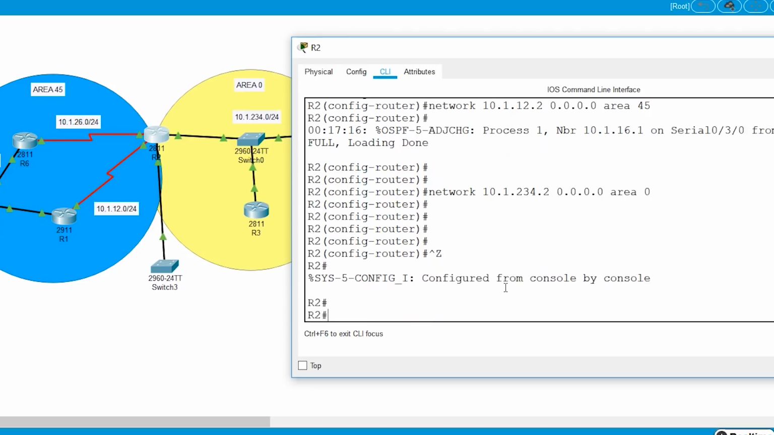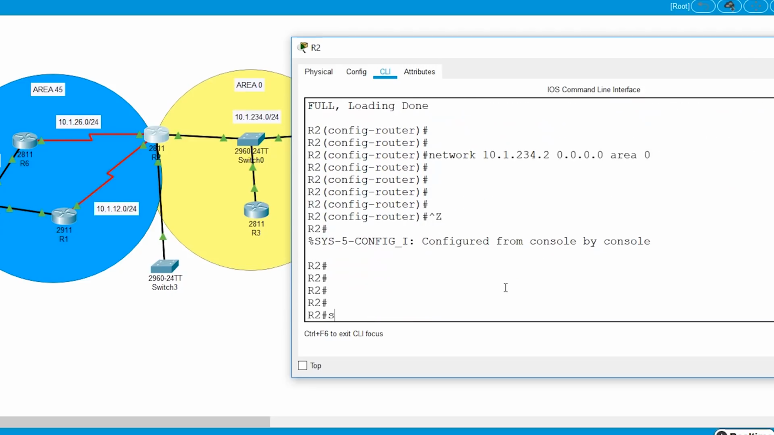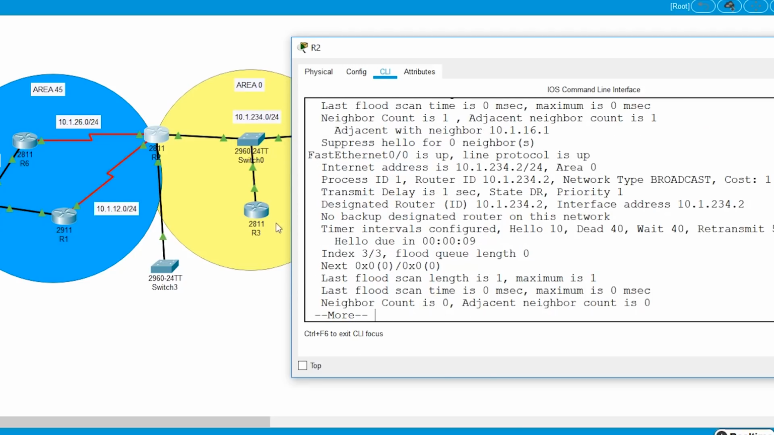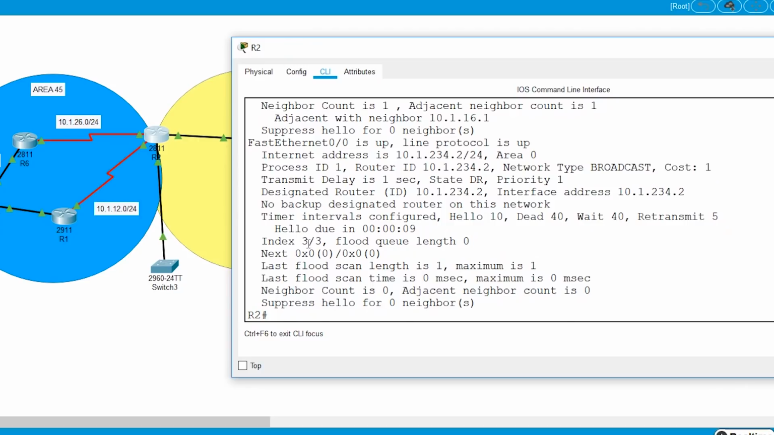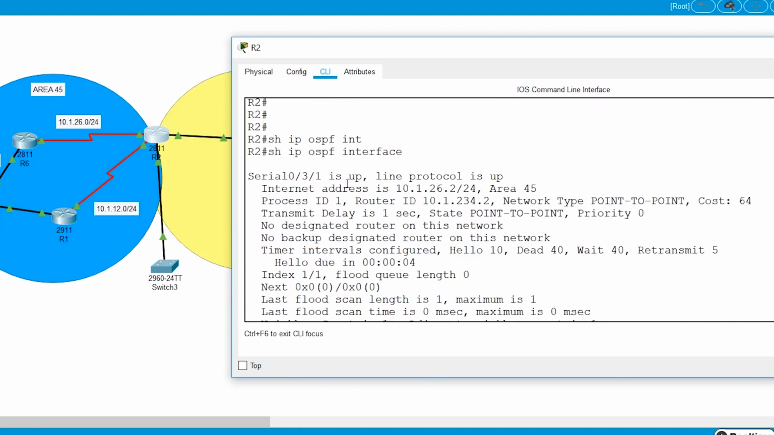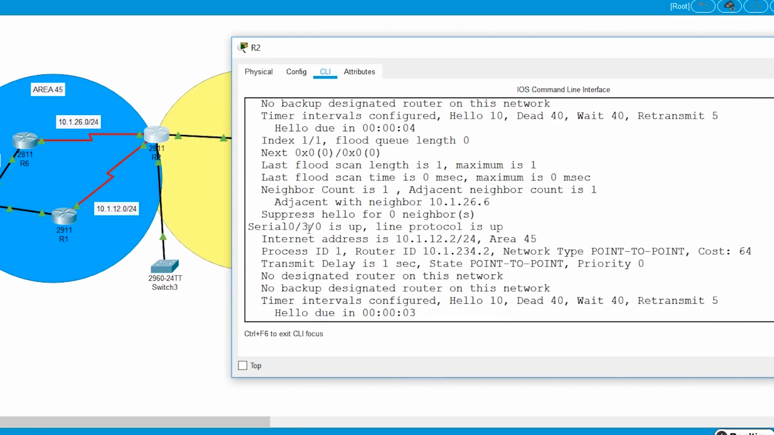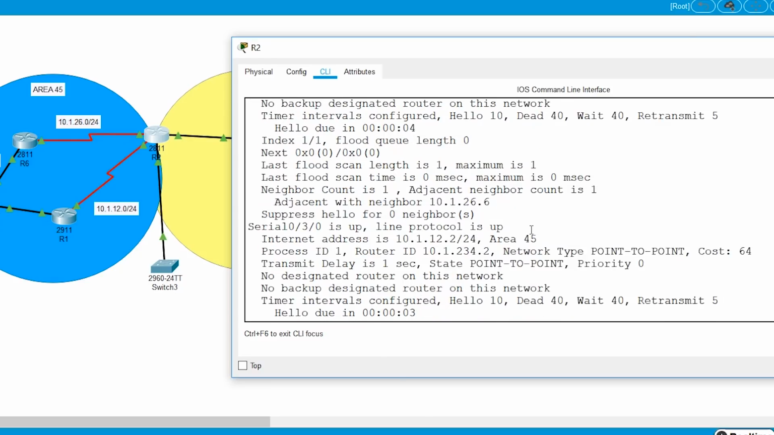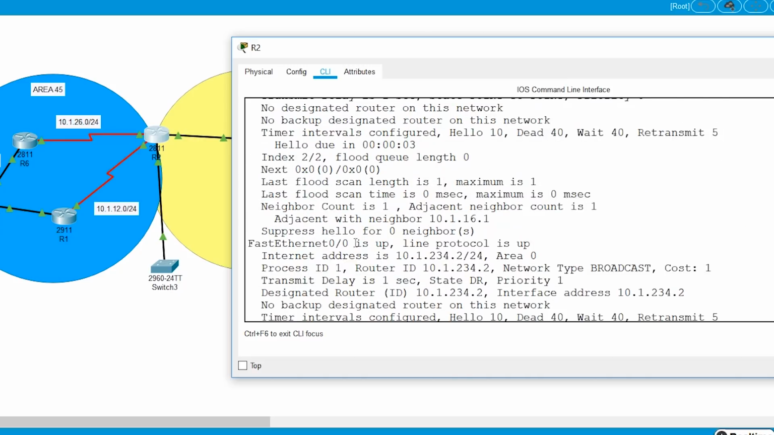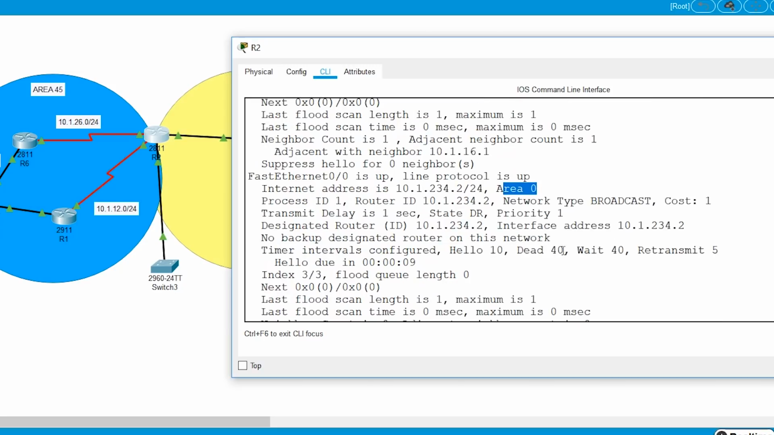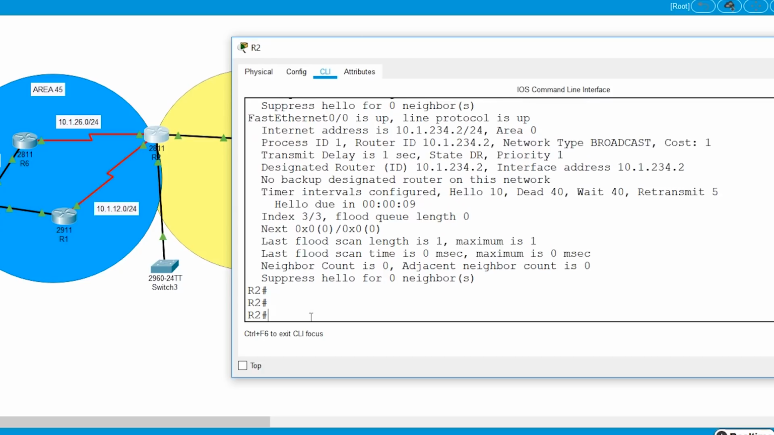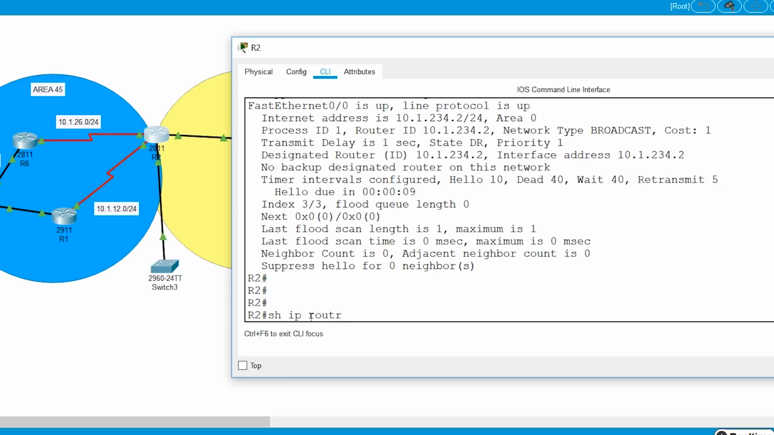So if you do show ip ospf interface, we see that OSPF is running on 3 interfaces now. That's serial 0/3/1 and 0/3/0, both of them in area 45. And FastEthernet 0/0 is running in area 0, and it's a broadcast network. We know what is configured where. Let's check the routing protocol. Show ip route.